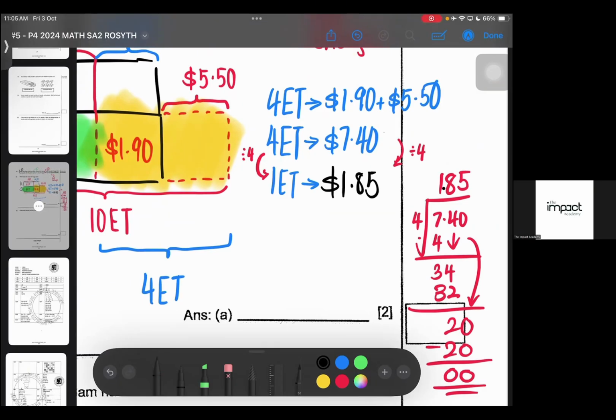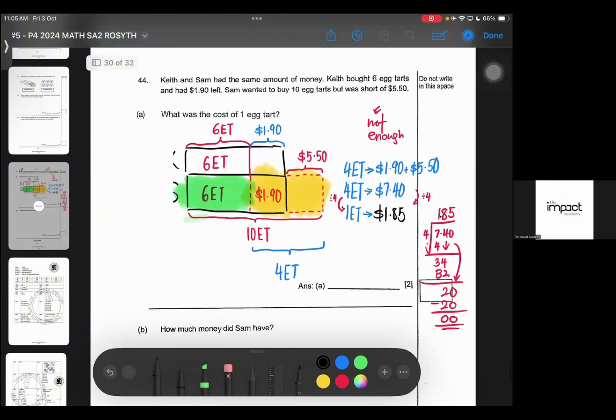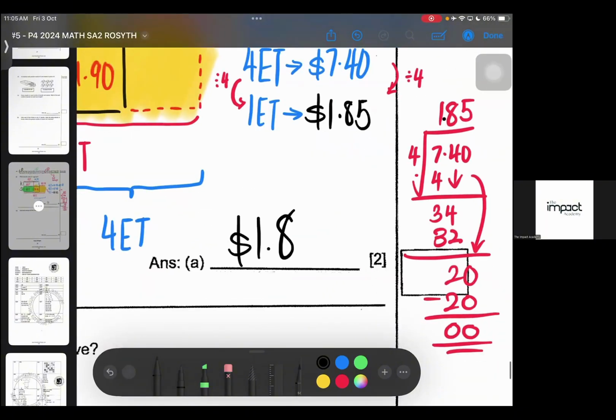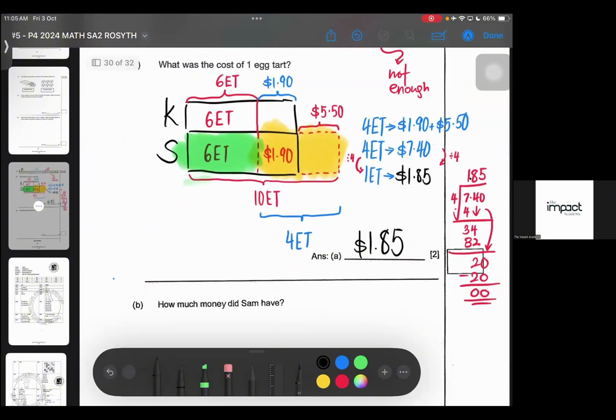Now you can see that 1 egg tart will cost me $1.85. Who can afford this egg tart with their school allowance? If today you get allowance, will you be able to afford this egg tart? Yes or no? Expensive, huh? You get $10 every week. That's a lot of money. So you definitely can afford this.